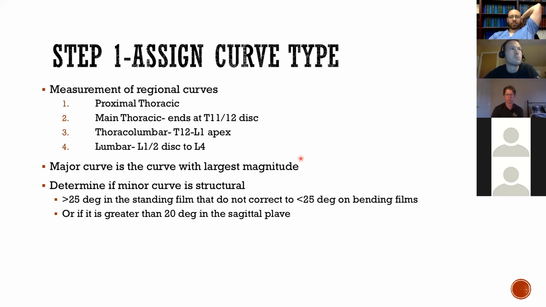The major curve is the curve with the largest magnitude. You can sometimes have multiple curves in one scoliotic spine, so you have the one big one and then the minor ones. It's important to note whether or not these are structural, meaning that they're actual curves. That's where you get the bending films. If they correct to less than 25 degrees on a bending film, then it's not structural. If it's still greater than 25 degrees on a bending film, then it is structural, or if there's greater than a 20-degree difference in the sagittal plane.